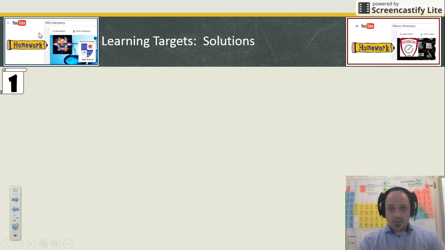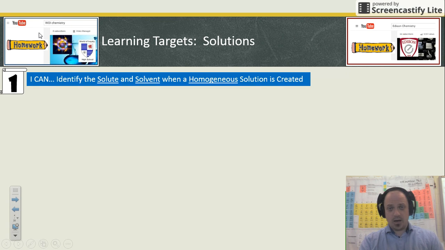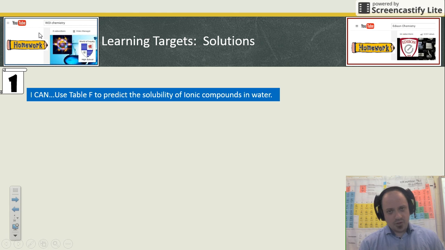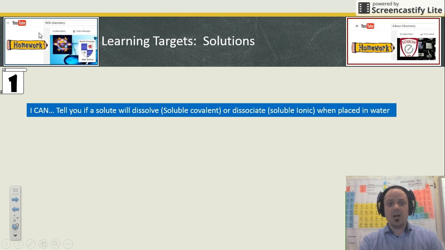Our learning targets. I got to be able to say I can. I can identify a solute and solvent in a homogeneous solution. Which one is which? What's the solute? What's the solvent? Got to know it. Next, use table F, which is a new reference table, to predict the solubility of compounds in water, if they will dissolve or if they will not dissolve. Tell me if a solute will dissolve, soluble covalent, or dissociate, soluble ionic, when placed in water.